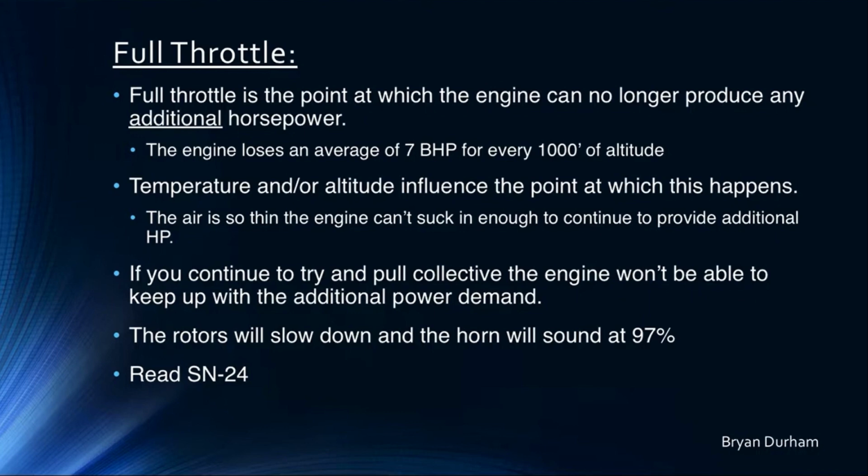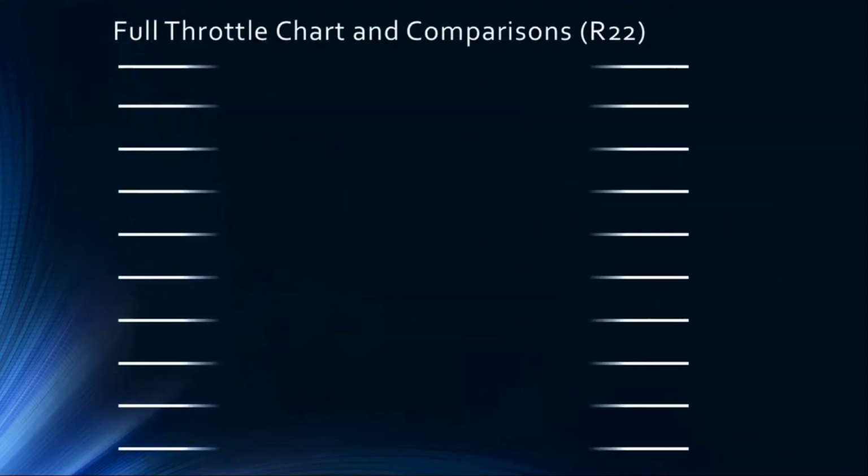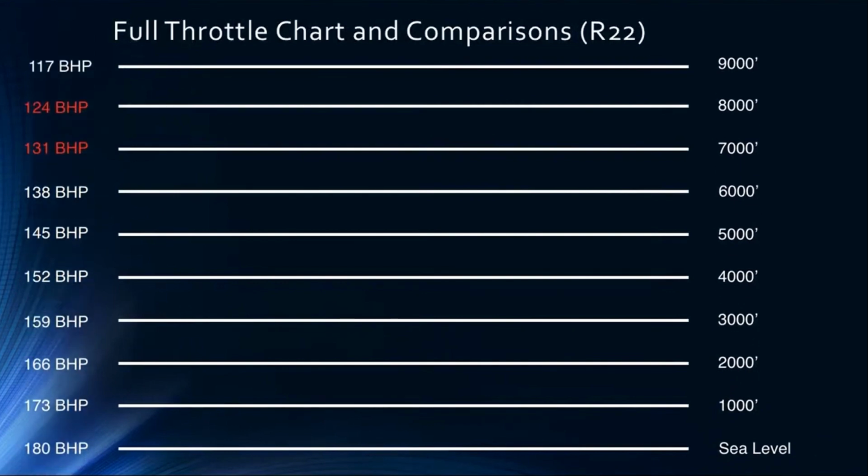Another thing that might help a student understand what full throttle is, if they're not super technically inclined with an engine, is that the air is so thin that the engine cannot suck in enough air to continue to produce the horsepower that you need to keep your rotor spinning if you try to pull the collective. If you keep pulling the collective after that, eventually you're going to get low rotor, and you're going to get the recognizing symptoms that we talk about all the time. Safety Notice 24 gives a pretty vivid description of what's going to happen should you let that get any worse. Okay, so let's look at some numbers here.